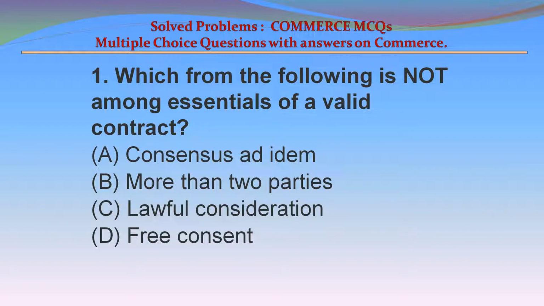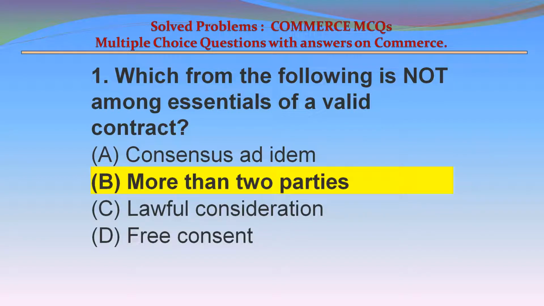1. Which from the following is not among essentials of a valid contract? Option A. Consensus ad idem. Option B. More than two parties. Option C. Lawful consideration. Option D. Free consent. Answer B. More than two parties.